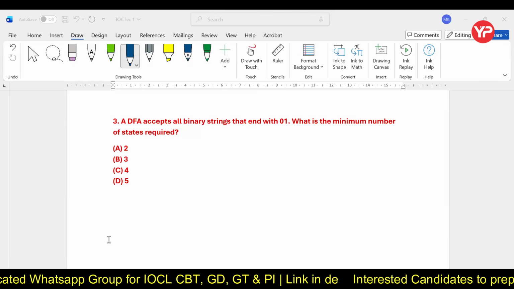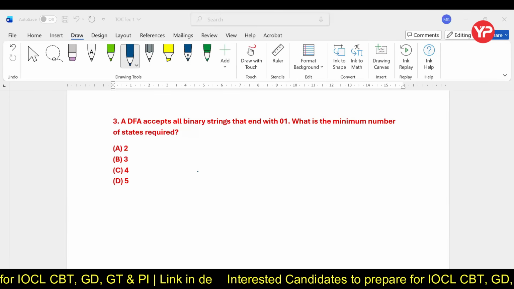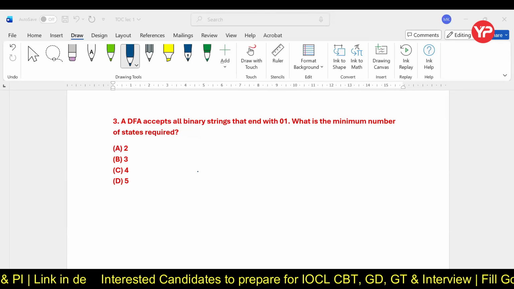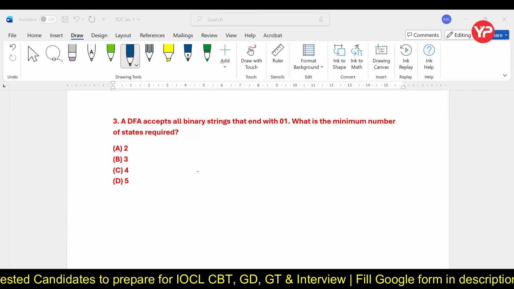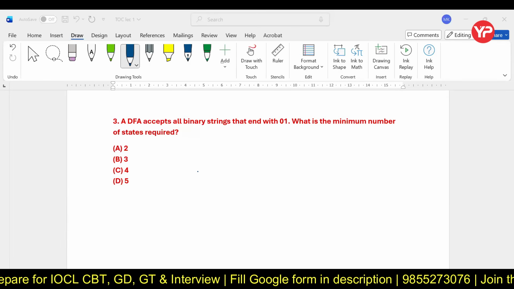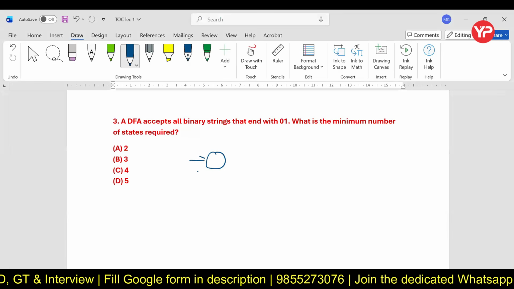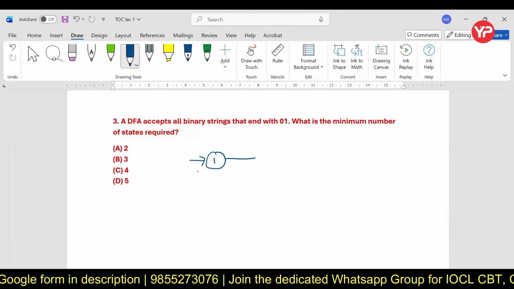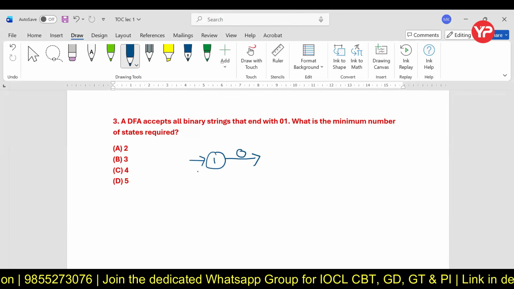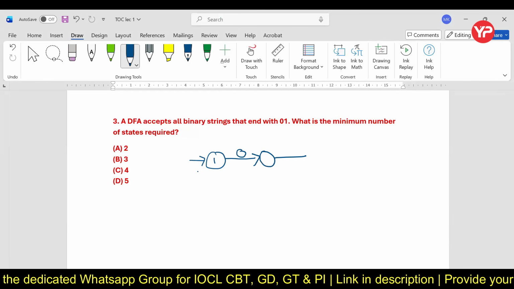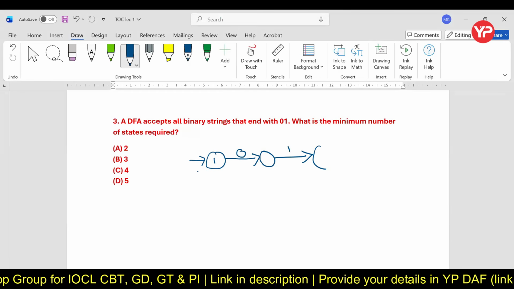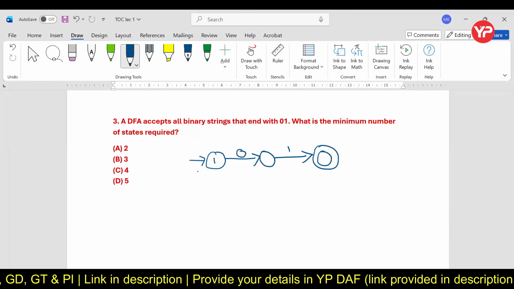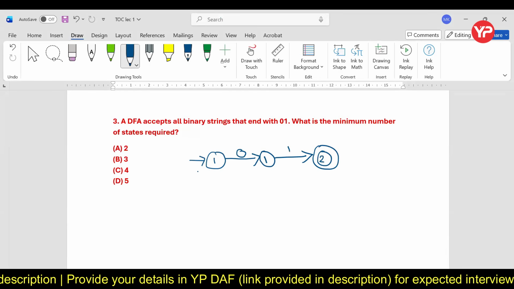Yeah, very good. Right. Your answer is right. So if I want a DFA that accepts all binary strings that end with 01, it means I want minimum 01, right? That is my state number 1. And minimum I want it to end with 01. Each and every string has to end with 01. Fine. That is my state number 1 and that is state number 2.